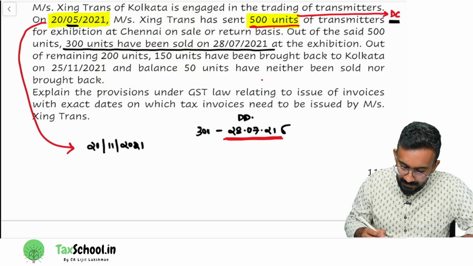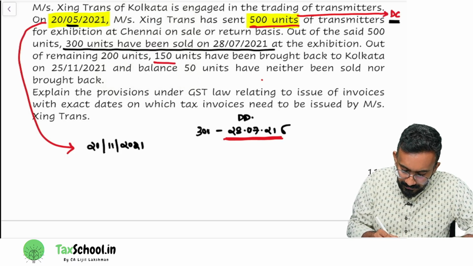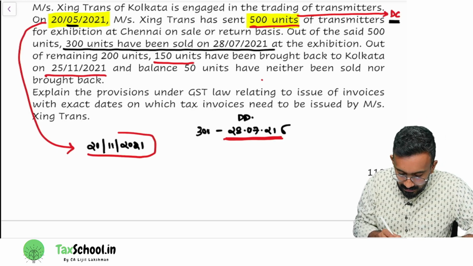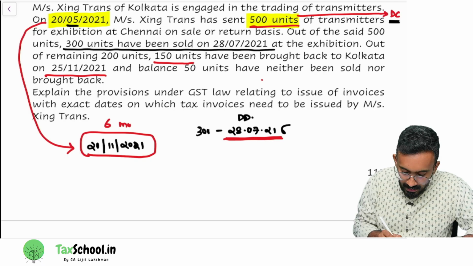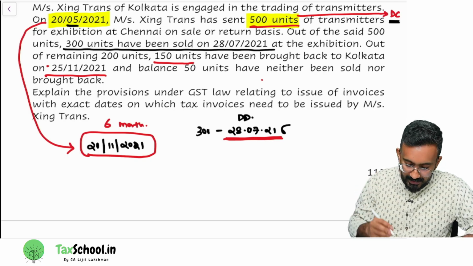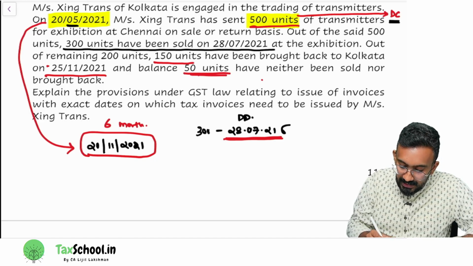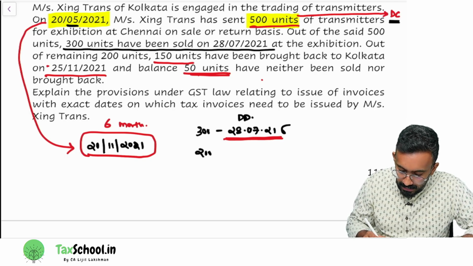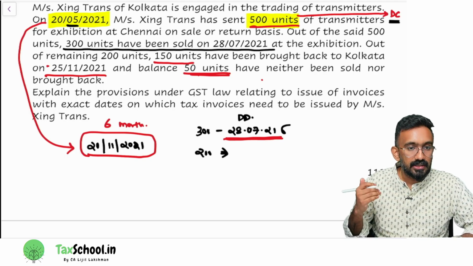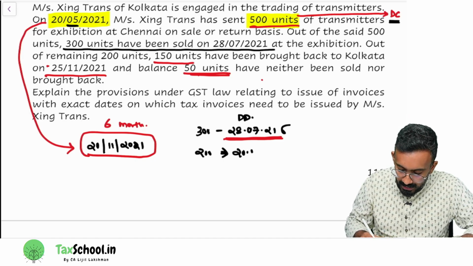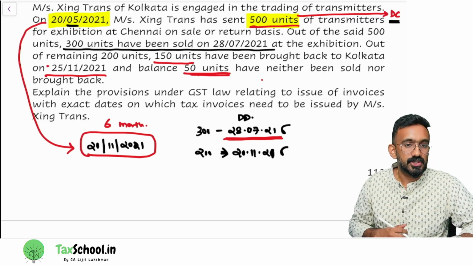But for the balance units, the 150 units are brought back to Kolkata on 25/11, which is after the 6 months, which means 6 months are over. So when should I issue the invoice? On 25/11 or 6 months itself? 6 months itself. The 50 units are neither sold nor brought back, but that does not matter. All the 200 units are neither brought back nor sold by then, so you have to issue the invoice by 25/11/2021. This will be the answer for this question.